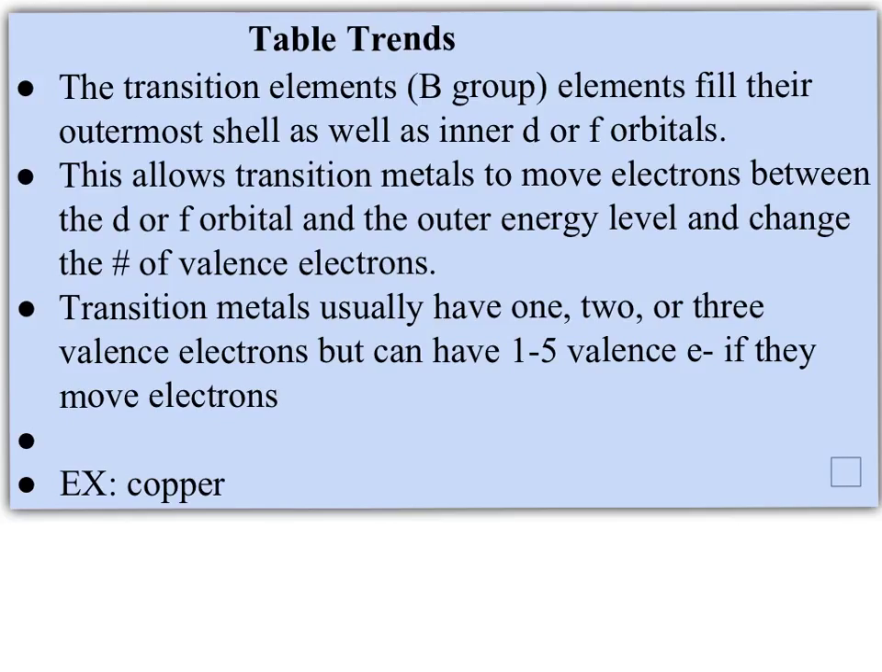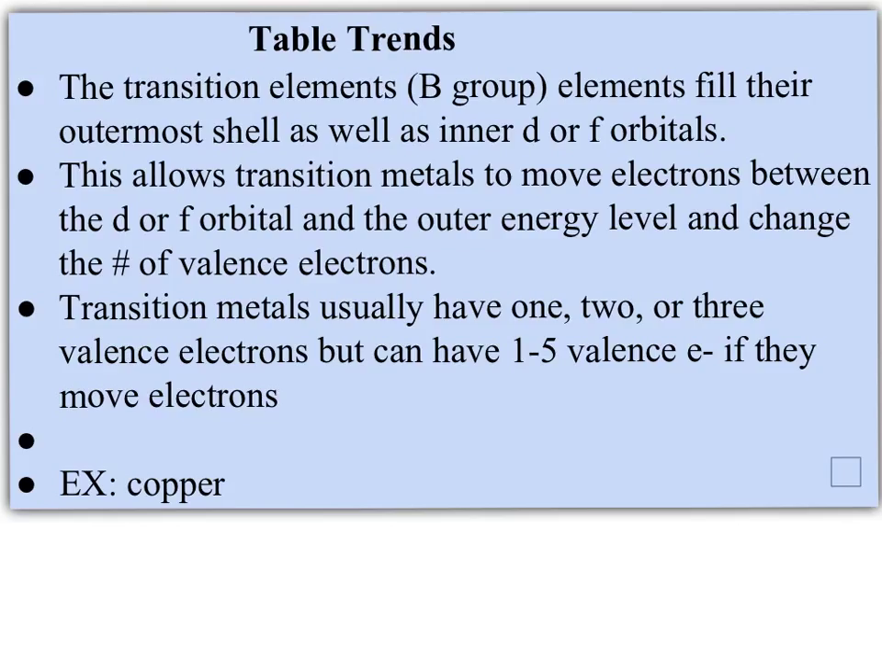So transition metals have two valence electrons, but they can move one of those valence electrons into a d or f orbital so that they only have one valence electron, or more often they move electrons out so they have 3 or 4 valence electrons. So valence electrons for transition metals generally vary from 1 to 5, depending upon if they move electrons or not.